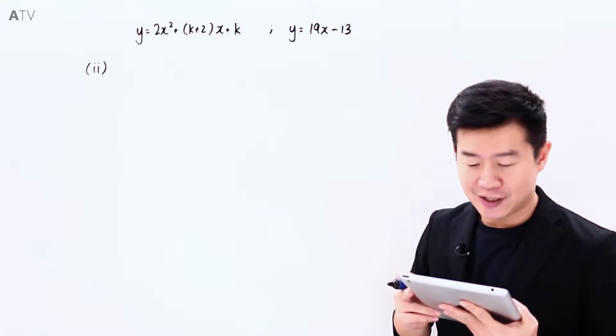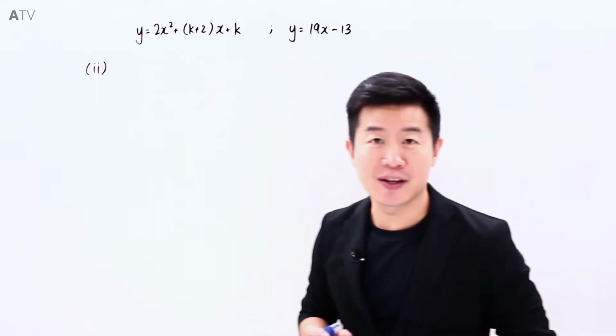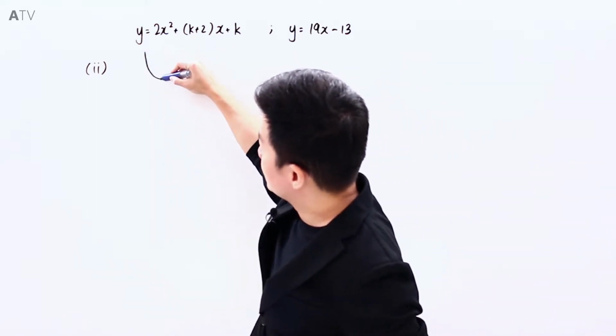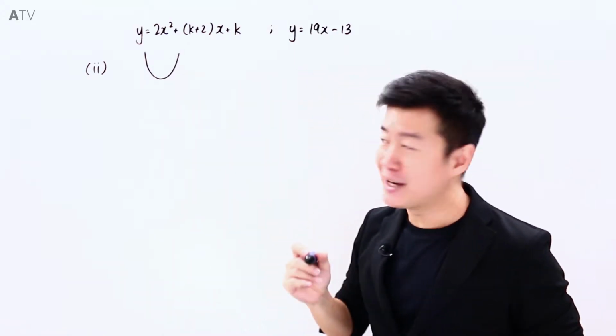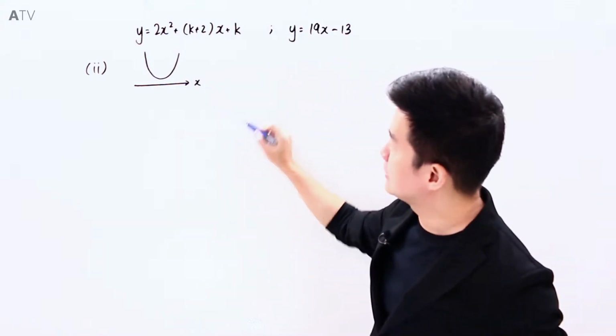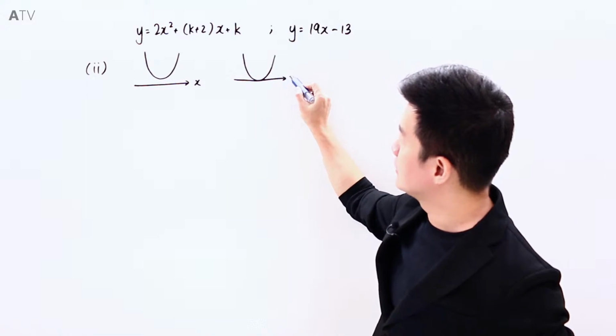We are looking at a case such that y cannot be negative. And since the coefficient of x squared is a positive number, that means if I were to graph this, it is going to be a smiley face. And if y cannot be negative, that means this smiley face must be either strictly above the x-axis, or this smiley face must be just touching the x-axis.